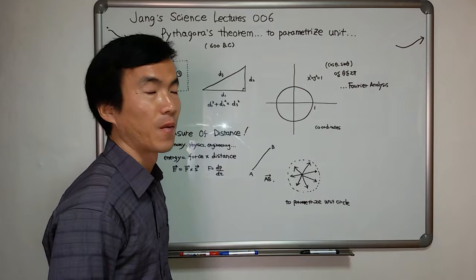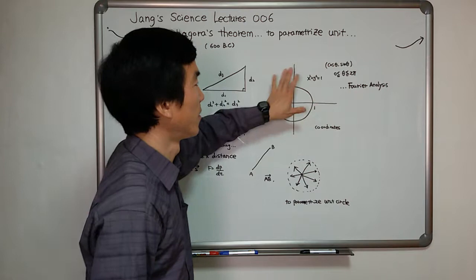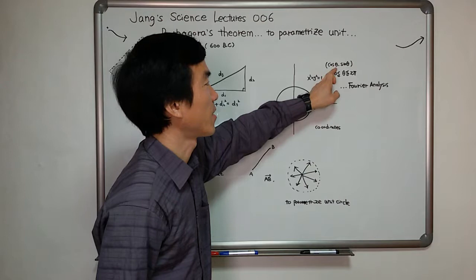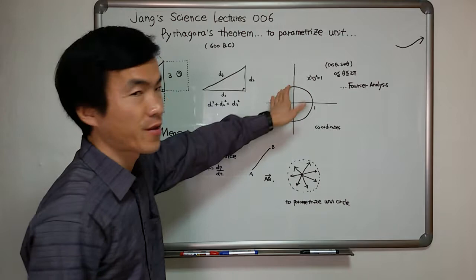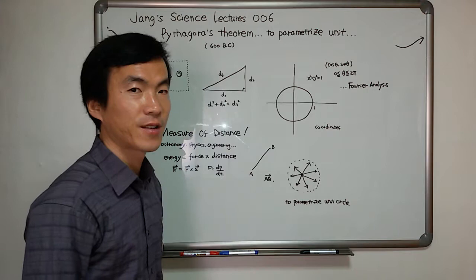Cosine, sine. Theta, cosine theta, sine theta. It's coordinate. Coordinate theta, 0 to pi. It's modern engineering. It's Fourier. That's all. Yeah. Fourier series, Fourier transform. Yes. Fourier analysis.